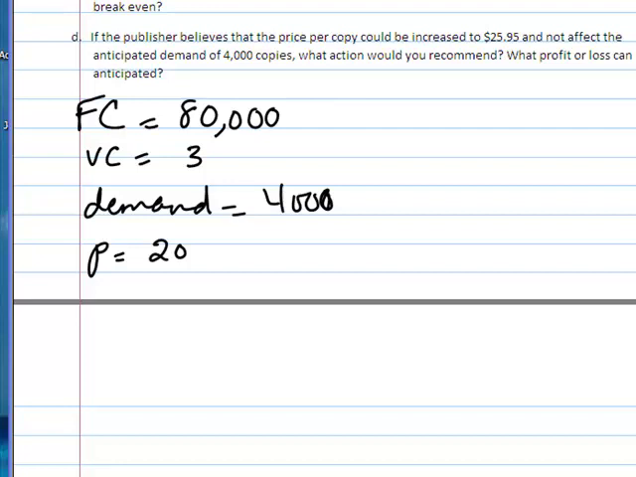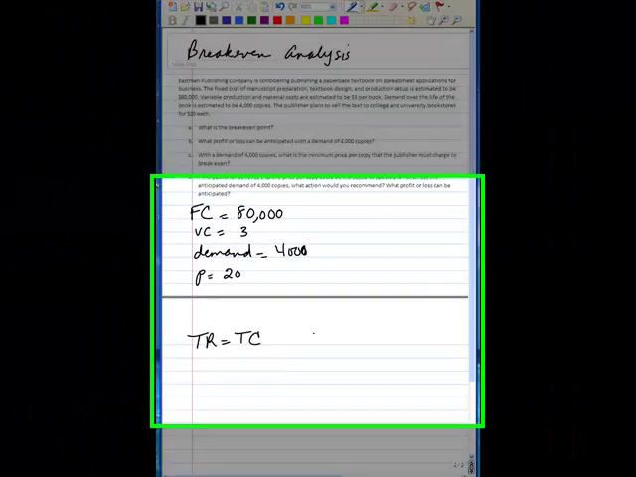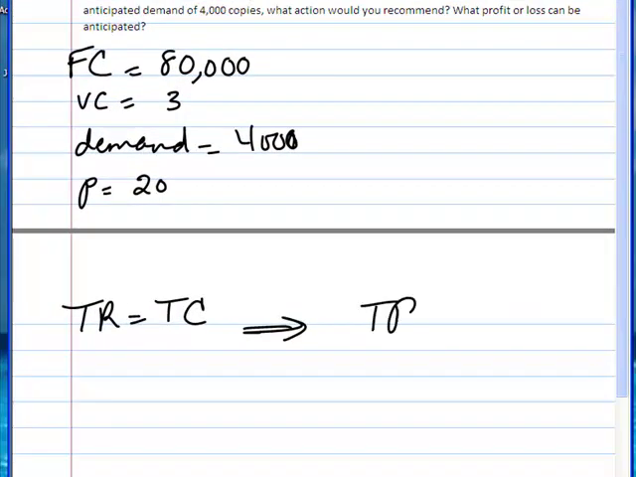Break-even point is the quantity where total revenue equals total cost, which essentially means total profit is equal to 0. So total profit we know is total revenue minus total cost, and we want that set equal to 0 so that we can solve for the break-even point.